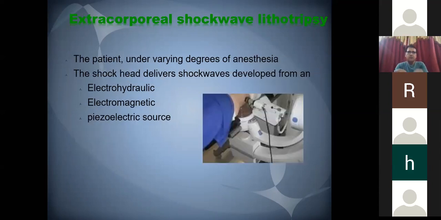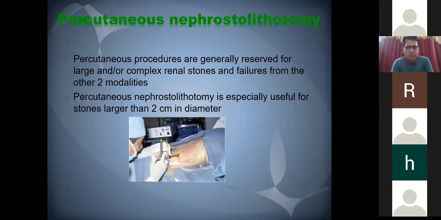Once you have performed those procedures and decompression is done, or the patient does not have any UTI or infection or any risks, then you can move on with ESWL, extracorporeal shockwave lithotripsy, which is of three types: electrohydraulic, electromagnetic, or piezoelectric source. You can go for percutaneous nephrolithotomy. This is done for renal stones more than 2 cm in size, or staghorn stones and the like. Here you can see the puncture done in the back of the patient, and the percutaneous tube has been placed inside the kidney, and you are working on the stone.